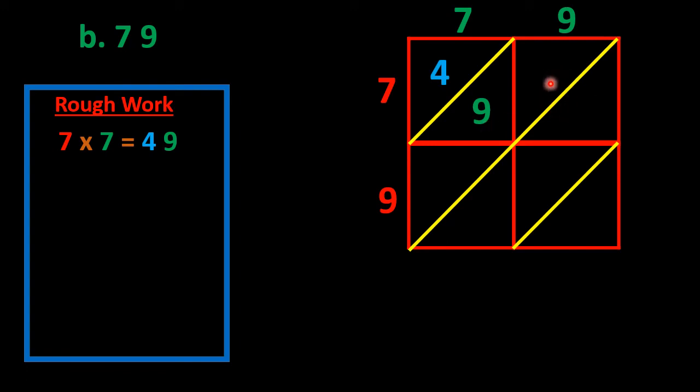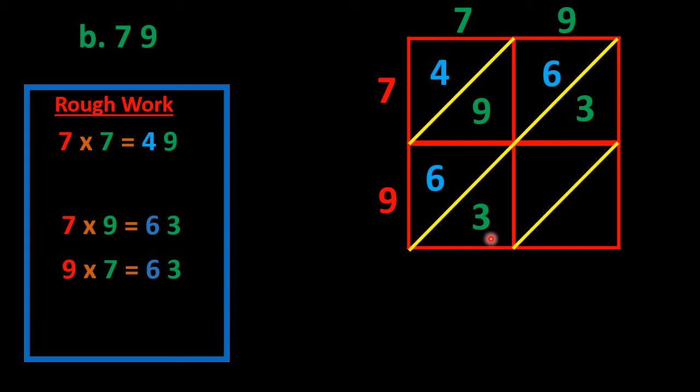For the second square we have to multiply 7 and 9. It will be 63. So here we write 6 and 3. For this square we have to multiply 9 and 7. 9 7s are 63. So here we write 6 and 3. And for this square we have to multiply 9 and 9, which is 81. So here we write 8 and 1. So again, 7 7s are 49, 7 9s are 63, 9 7s are 63, 9 9s are 81. It's very simple.